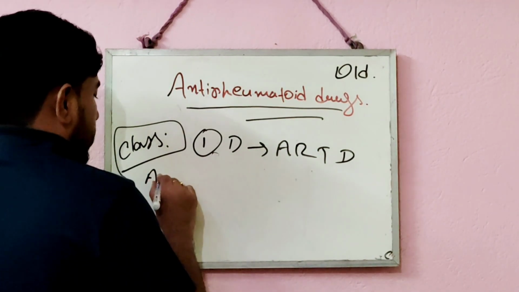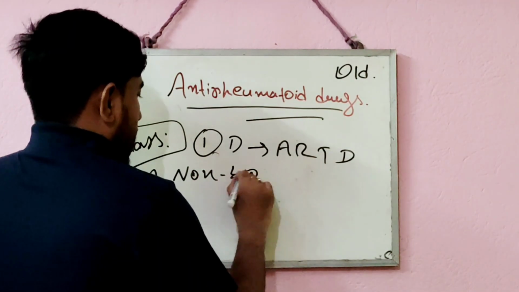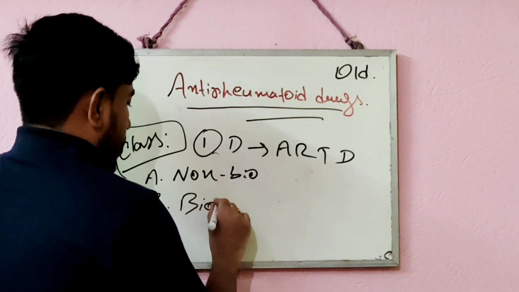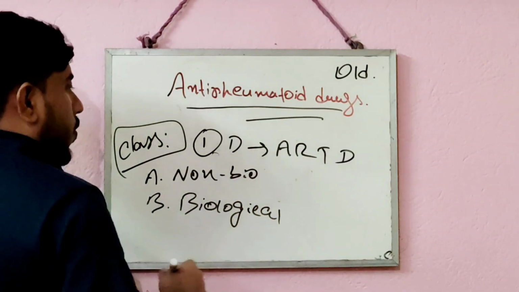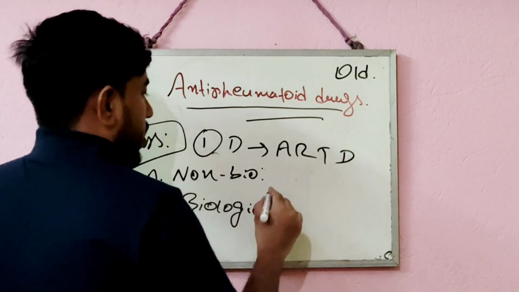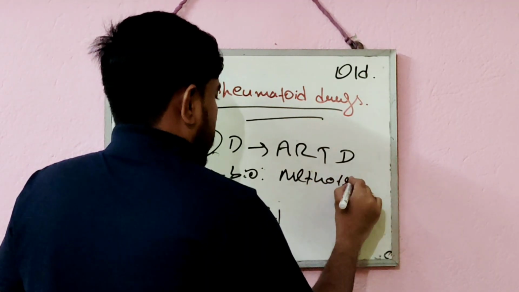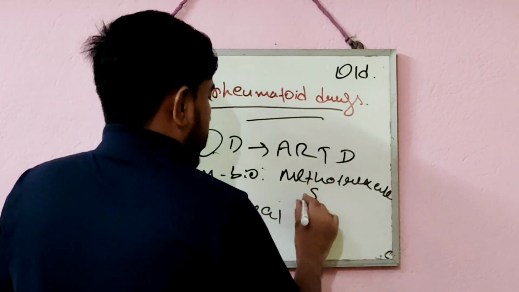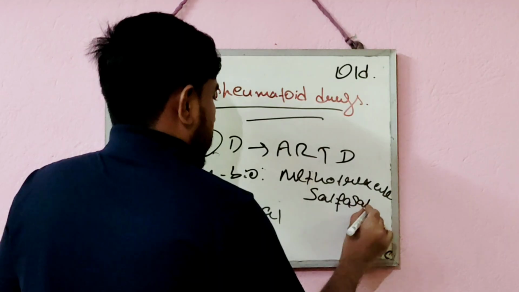We can sub-classify these drugs into two parts: one is non-biological and another is biological. In non-biological, what examples can we study or use as anti-rheumatoid drugs? First one is methotrexate. Second is sulfasalazine.